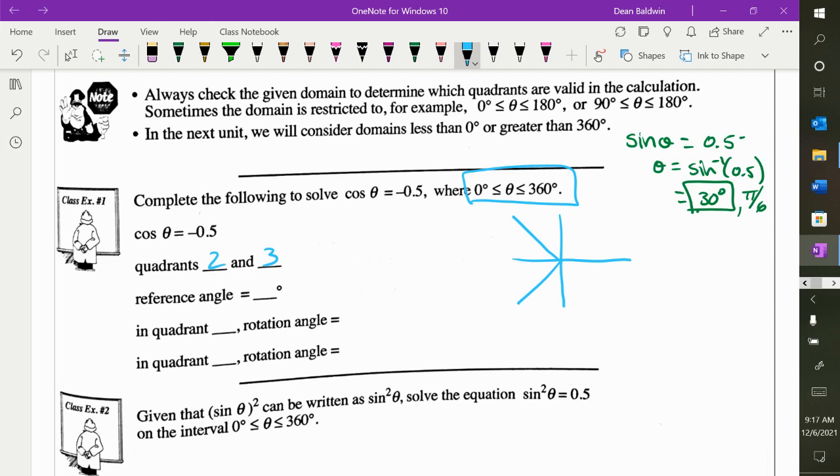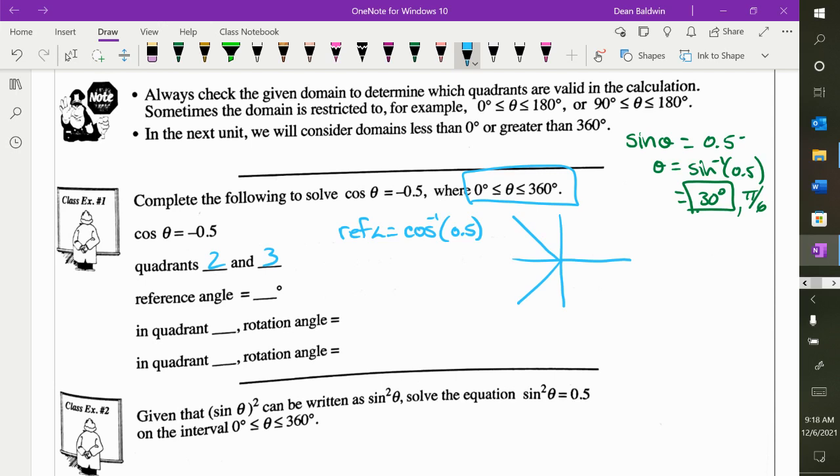The next step is to find the reference angle. So to find the reference angle, you're going to do cosine to the -1 of, and this is really important, people, 0.5. You do not use the negative. The negative only tells you the quadrant you're in. Don't use the negative because it will sometimes give you the right answer, but you usually will miss one.